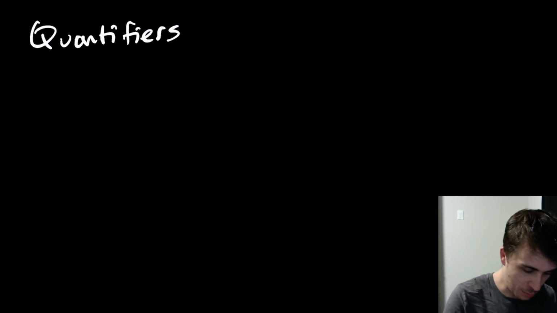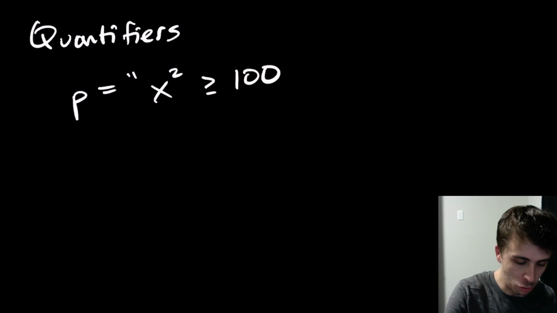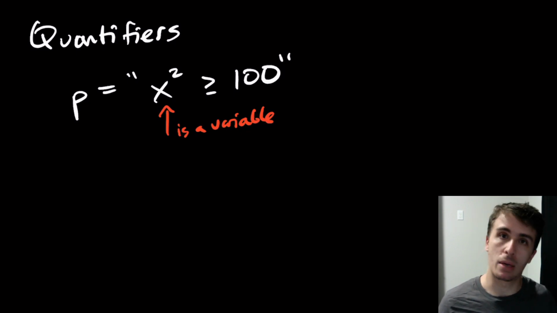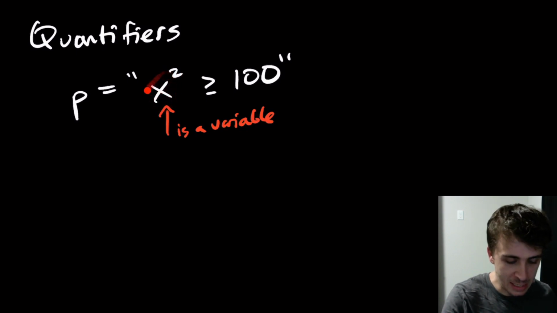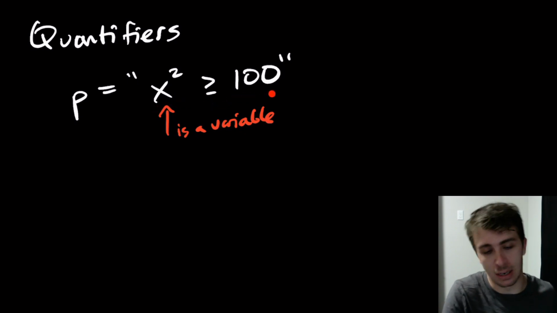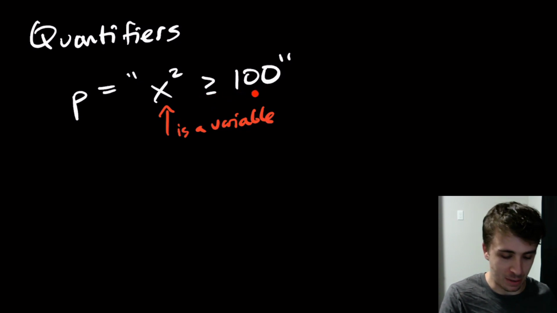So for instance, if we have the proposition P to be the statement x squared is at least 100, and here what I mean is that x is a variable. Okay, so when is this proposition true? Well, it depends on the value of x. If x is, let's say, 10, then this is obviously true: 10 squared, which is 100, is at least 100. But if x is 1, then it's not actually bigger than 100. 1 squared is not bigger than 100.